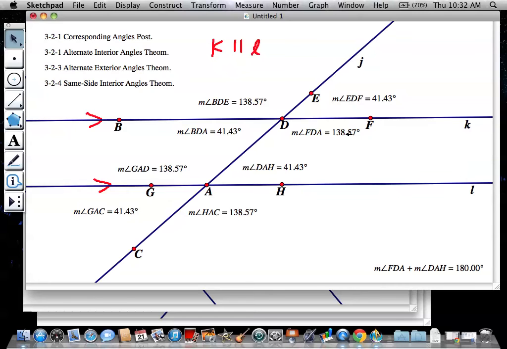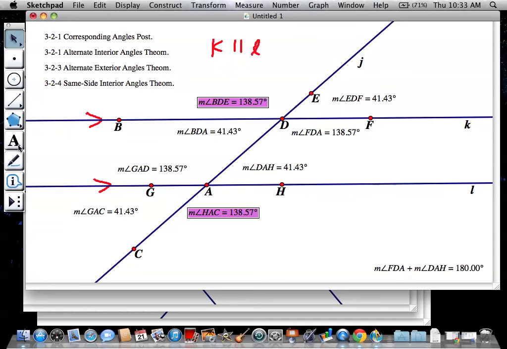Next theorem, alternate exterior angles. So let's look at BDE and HAC because top left, bottom right, they're alternate exterior angles. Notice they are also the same measurement. So the alternate exterior angles theorem states if two parallel lines are cut by a transversal, then the two pairs of alternate exterior angles are congruent.